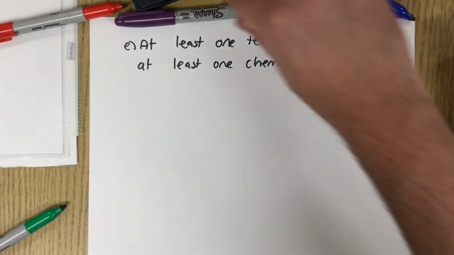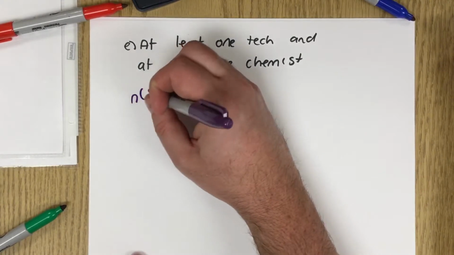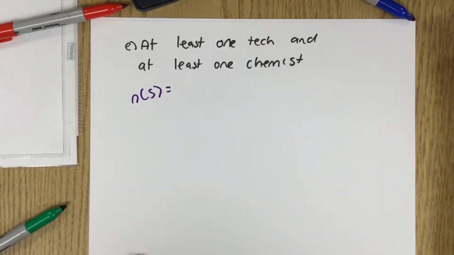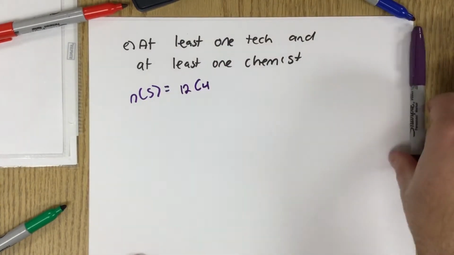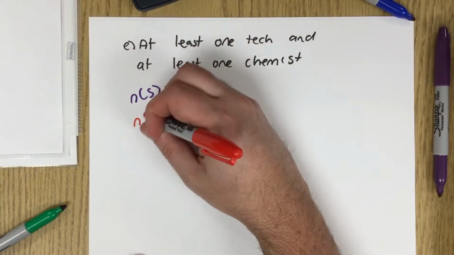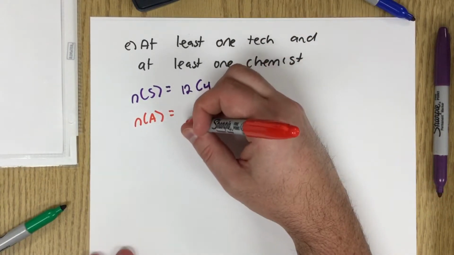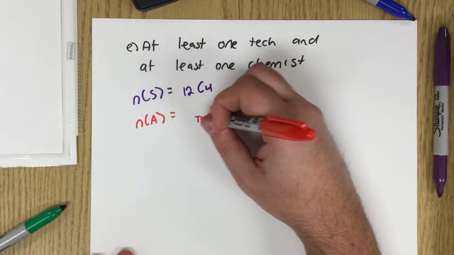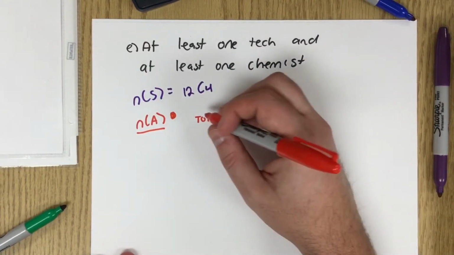Okay, continuing on, let's say we want to have at least one tech and at least one chemist. The NS is not too exciting. That's still going to be our 12 choose 4. The NA is going to be a total minus a bad thing here. So it's not really an equals. We're going to have some work to do here.